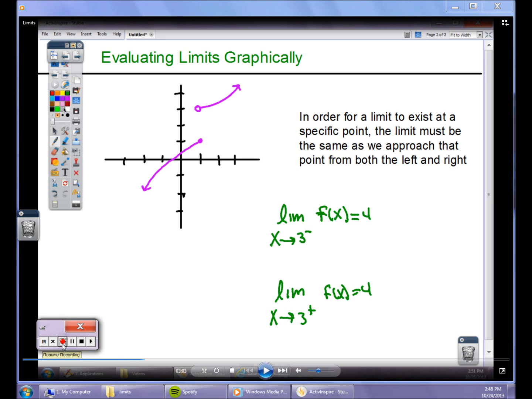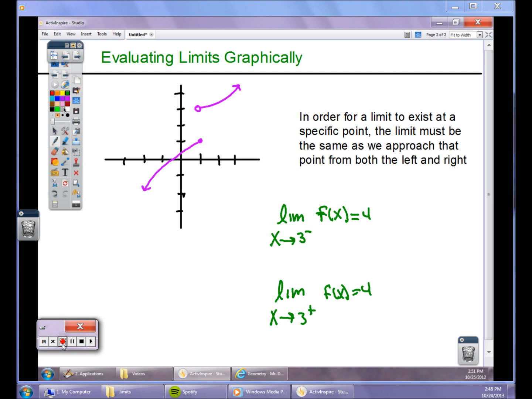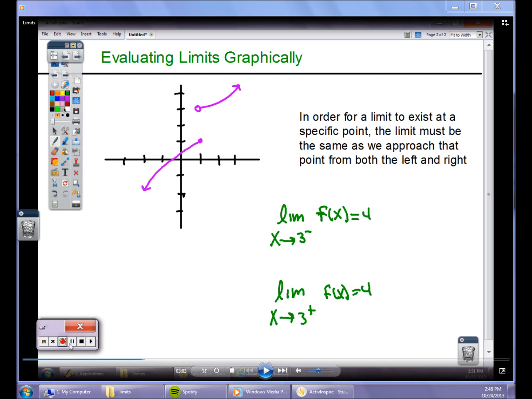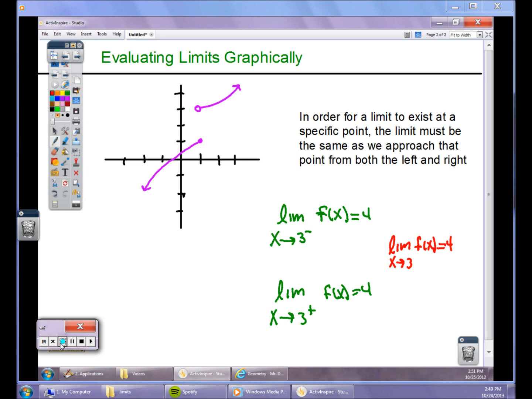The limit from the left-hand side of 3, as x goes to 3 with the negative, equals 4, is the same as the limit as I approach x to the right of 3, both of which equal 4. So the left-hand limit and the right-hand limit are both the same. So now I can say the limit as x goes towards 3 of the function f of x equals 4. The left-hand limit is the same as the right-hand limit, so the limit specifically at 3 is equal to 4.